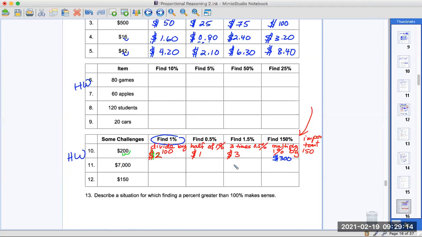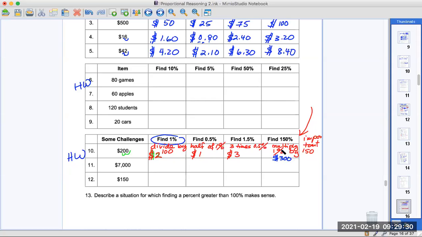So now here's the deal. $300 is more than what we started with. Anytime you have a percent number that's bigger than 100, you're going to have a chunk that's bigger than what you started out with. So that's the issue here.